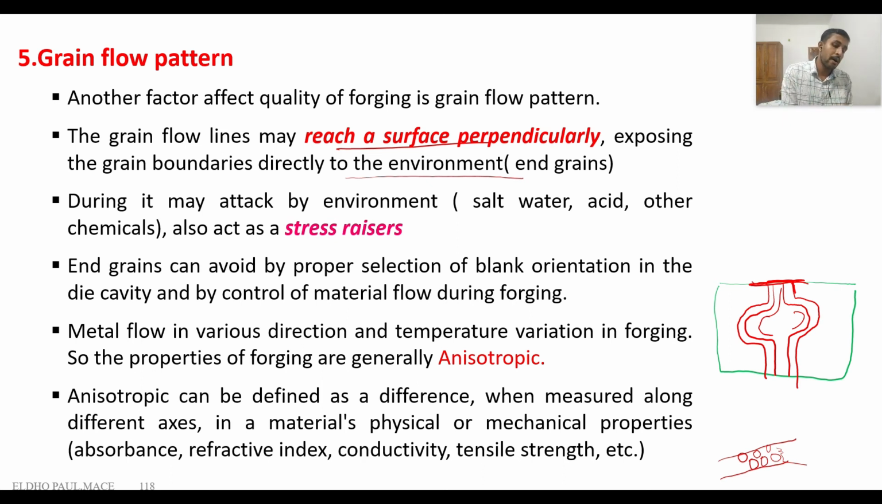So, and that also acts as a stress riser. So we should select a grain flow pattern. When we forge a component, we should design the grain flow such that there should not be any end of grain perpendicular to the surface. And as we know, after the forging, we get only anisotropic material. In different directions, the strength or other properties will be different. That is also something we can consider as a defect. And these are the different defects associated with the grain flow pattern.